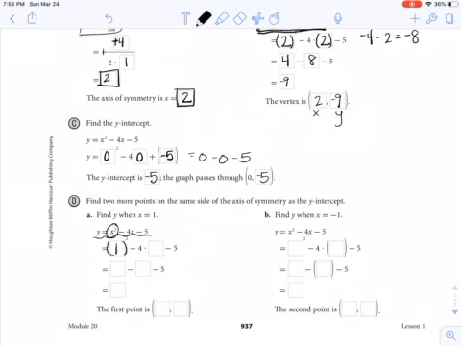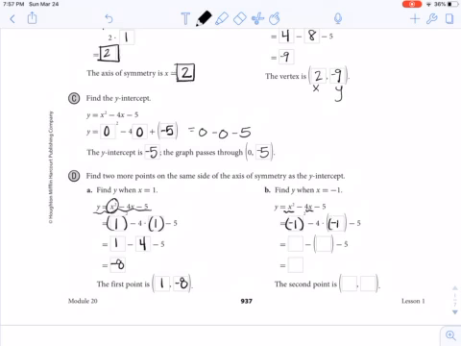The second point we're going to look at is we're going to plug in a negative 1 for x. And so we're going to have negative 1 squared minus 4 times negative 1 minus 5. And so we have 1 plus 4 minus 5. And so we're going to get a positive here. And so we have a 0 because 1 plus 4 minus 5 equals 0. And so our next point is going to be negative 1, 0.